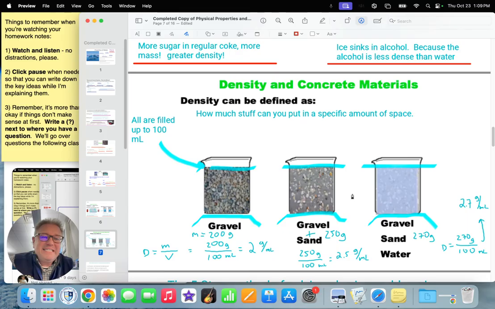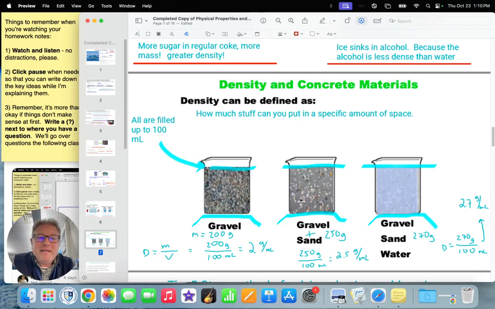We can do a quick density calculation to compare their densities. So say we look at this one, we put it on a scale, and it has a mass of 200 grams. And I told you that it was filled up to 100 milliliters. So the mass is 200 grams, the volume is 100 milliliters. 200 grams divided by 100, this is how we calculate the density. Density is mass divided by volume. A mass of 200 divided by a volume of 100 milliliters equals 2 grams per milliliter. So in this scenario, the gravel alone in this amount of space is 2 grams per milliliter.